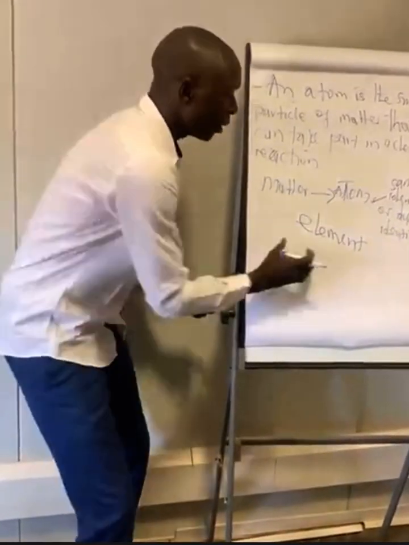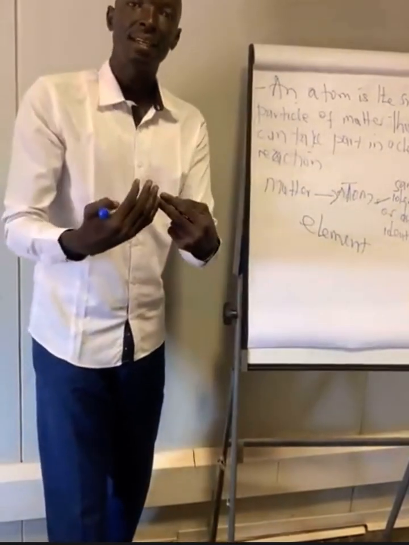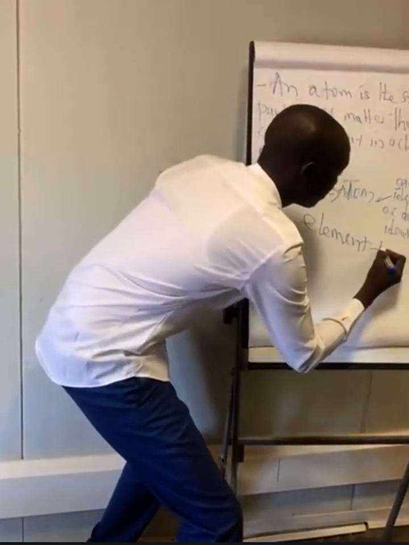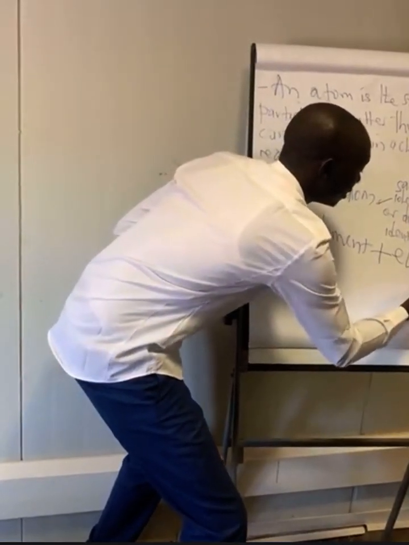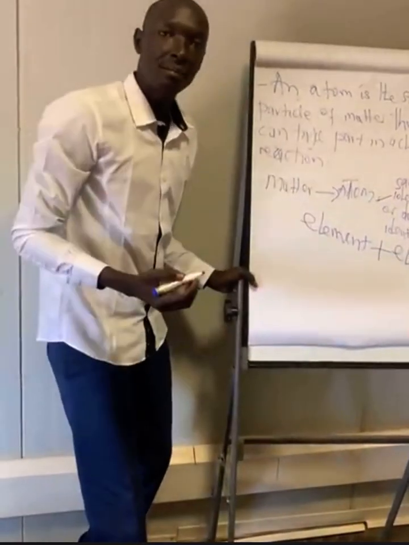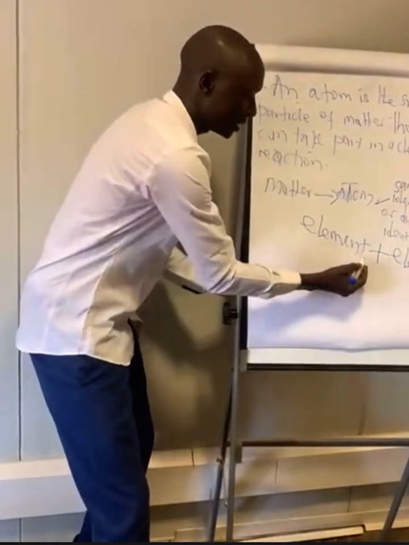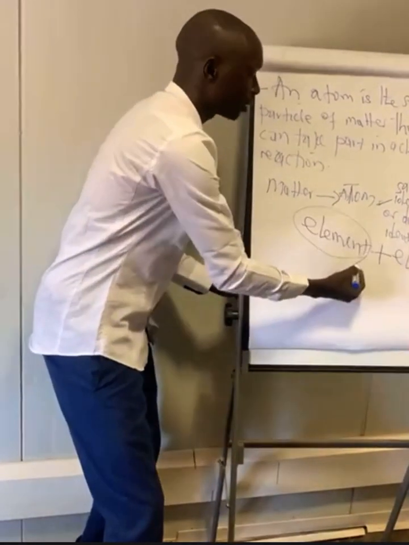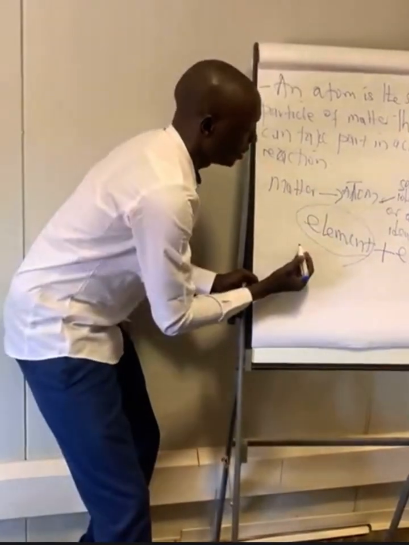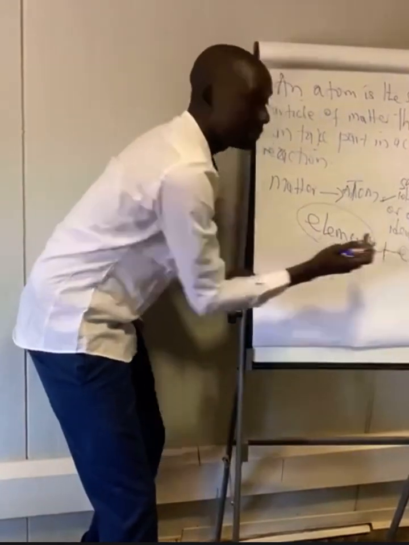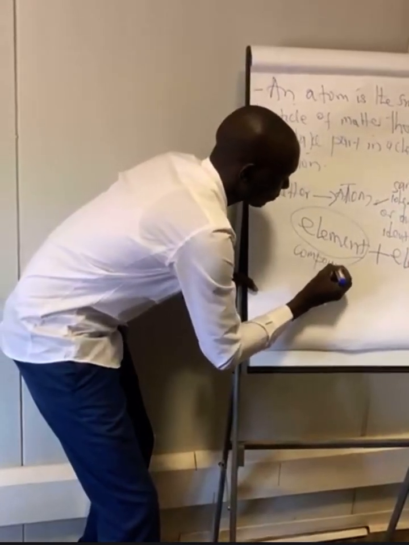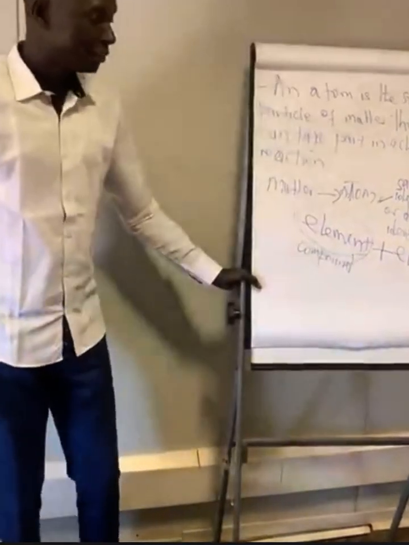And so when these elements are combined in a fixed proportion, when we have an element plus an element, it forms what we call a compound. We say an element is the result of atoms of the same identity. And so when you combine an element plus an element in a fixed proportion, it gives you what we call a compound.